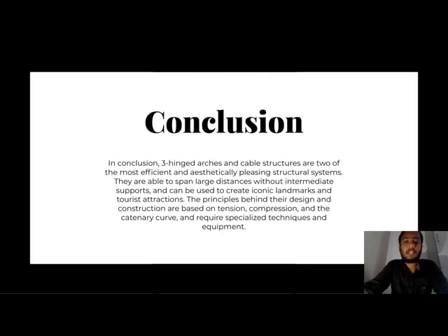Conclusion. In conclusion, three-hinged arcs and cable structures are two of the most efficient and aesthetically pleasing structural systems. They are able to span large distances without intermediate supports and can be used to create iconic landmarks and tourist attractions. The principles behind their design and construction are based on tension, compression, and the catenary curve and require specialized techniques and equipment. Thank you.